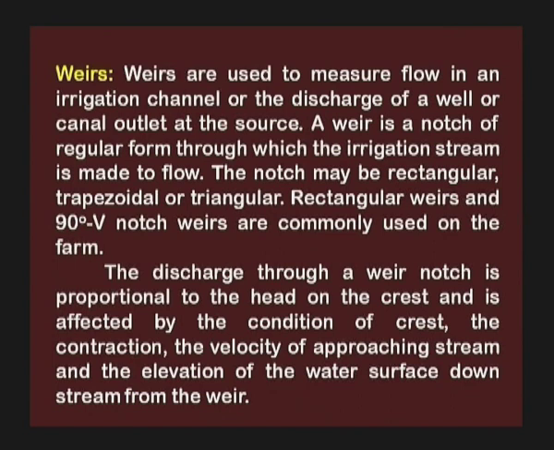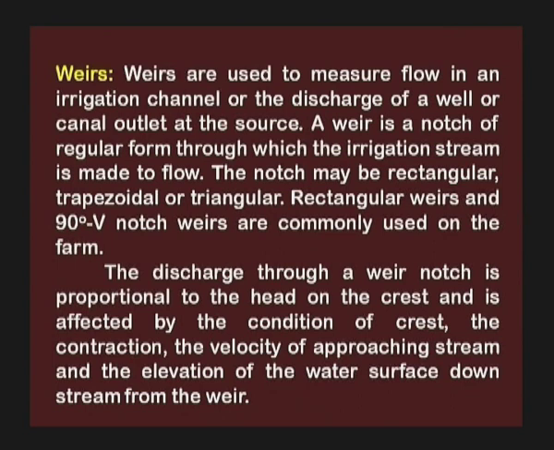Weirs. Weirs are used to measure flow in an irrigation channel or the discharge of a well or canal outlet at the source. A weir is a notch of regular form through which the irrigation stream is made to flow. The notch may be rectangular, trapezoidal, or triangular. Rectangular weirs and 90-degree V-notch weirs are commonly used on the farm.